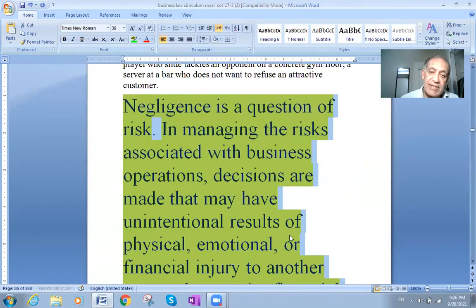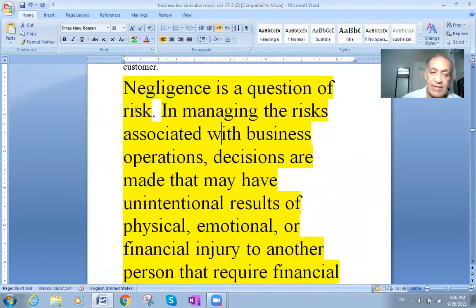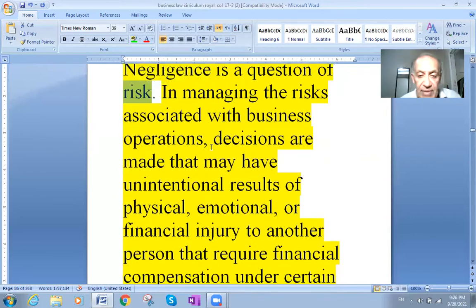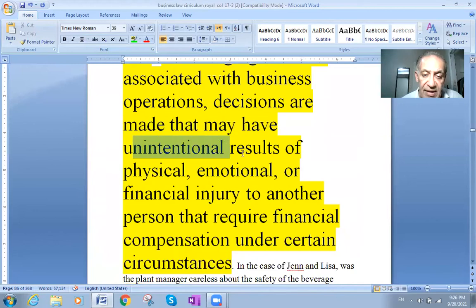Negligence is a question of risk. Why risk? Because there will be a difference between the standard results and the actual results. In managing the risk associated with business operation, decisions are made that may have unintentional results of physical, emotional, or financial injury to others.